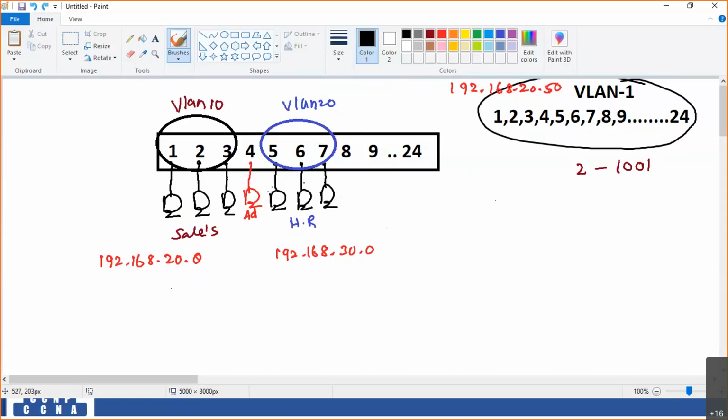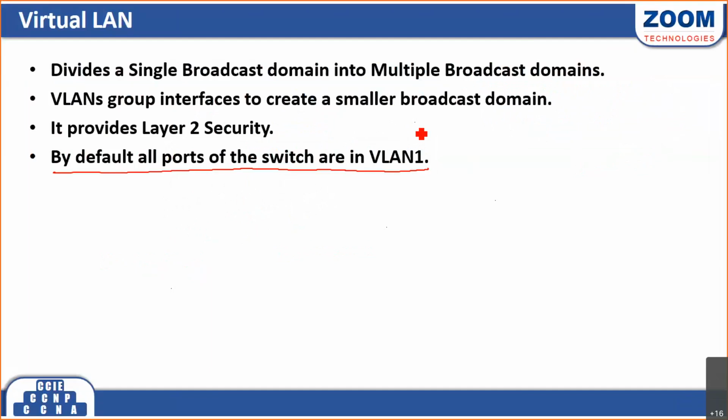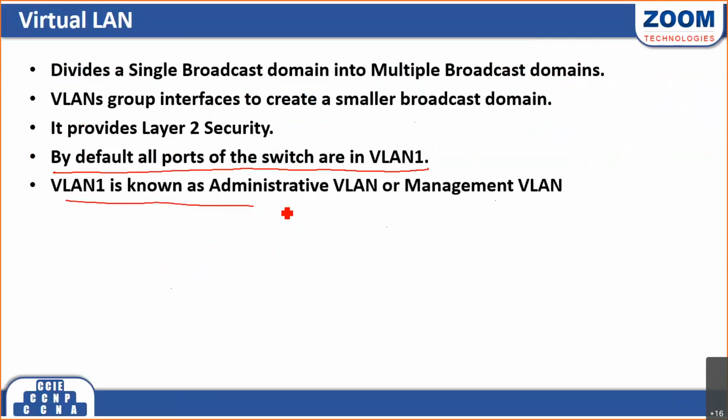Now port number 4, this PC is part of which VLAN? VLAN 1. So from this PC we can log in, if you are maintaining the 20 network IP address. Now the rest of the ports, port 8, port 9, all remaining ports are part of the default VLAN 1. So to manage the switch, your PC should be in VLAN 1. VLAN 1 is known as the administrative VLAN, local VLAN, or management VLAN.